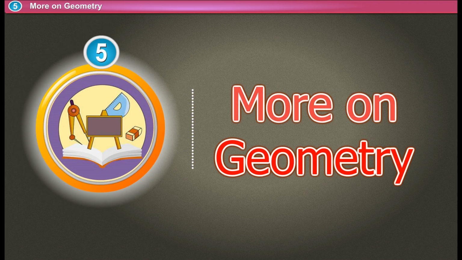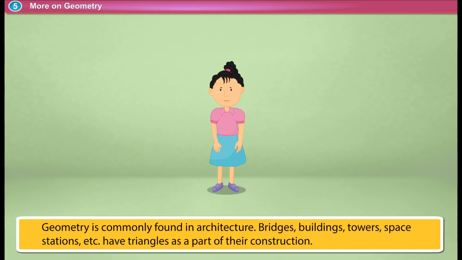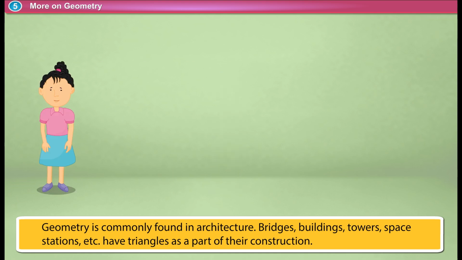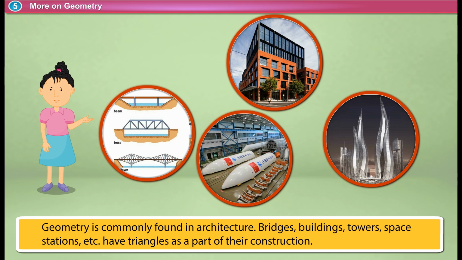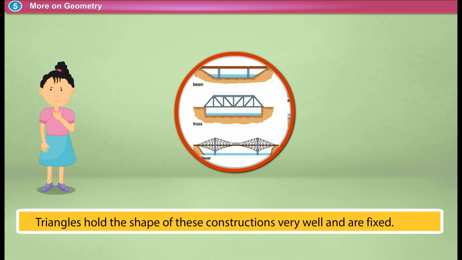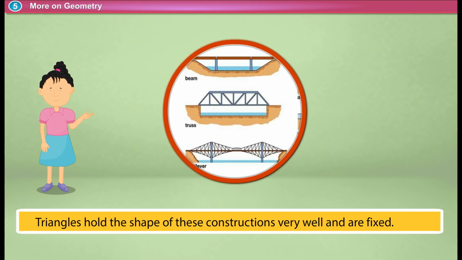Lesson 5. More on geometry. Geometry is commonly found in architecture. Bridges, buildings, towers, space stations, etc. have triangles as a part of their construction. Triangles hold the shape of these constructions very well and are fixed.